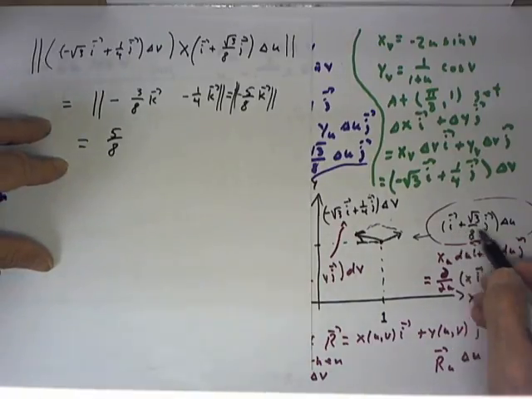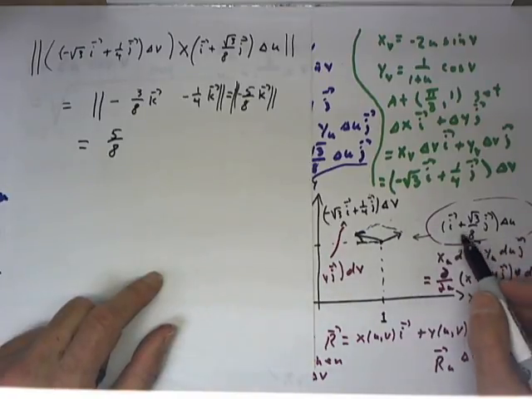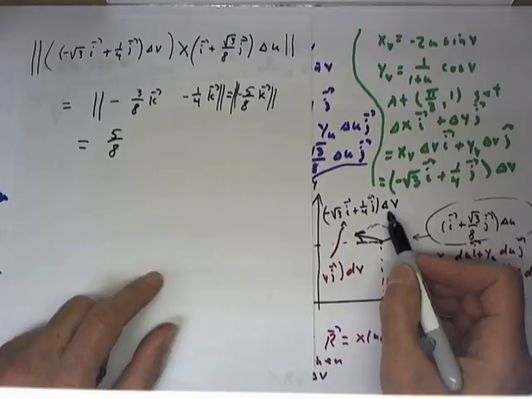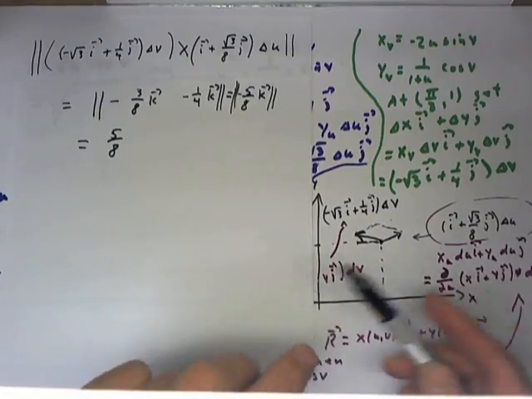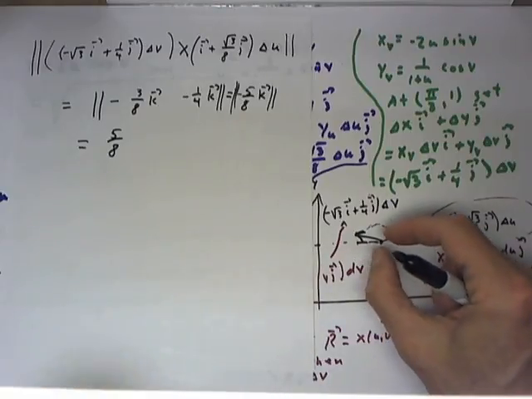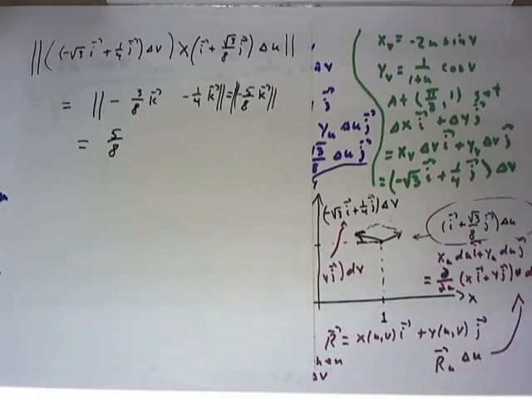I'll note that even though each of these vectors is longer than the delta u or delta v, in other words, this vector is longer than delta u, this vector is longer than delta v, they are so close to 180 degrees apart that they give you actually a very thin parallelogram, so that the area is less than delta u delta v.